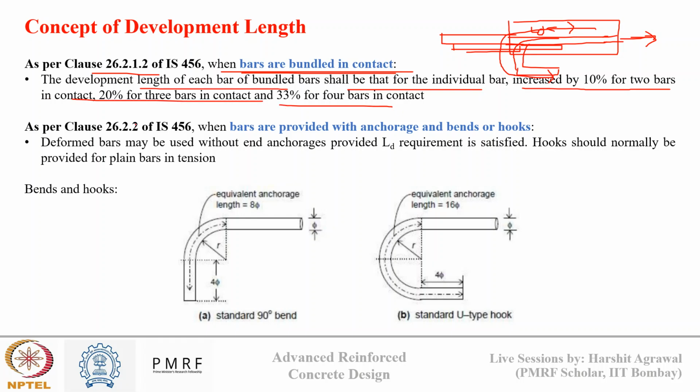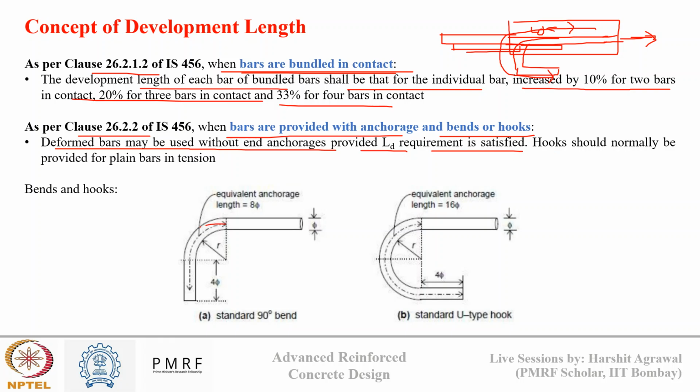bars in contact. And as per clause 26.2.2, the bars are provided with anchorage and bends or hooks. So deformed bars may be used without anchorage provided the LD requirement is satisfied. However, if the LD requirement is not satisfied, we provide anchorage and hook.